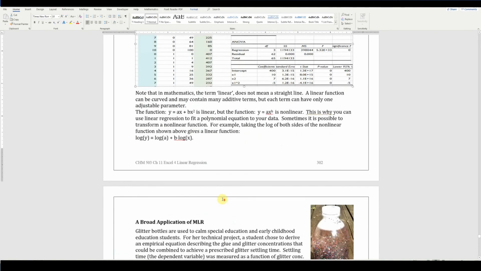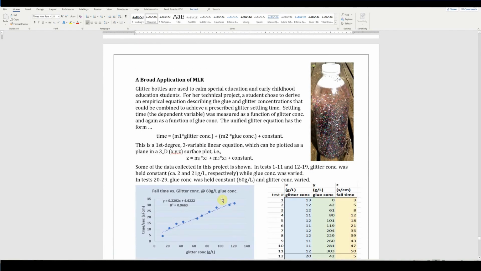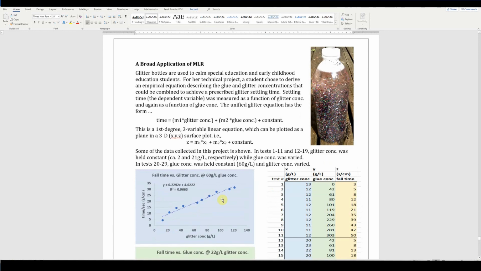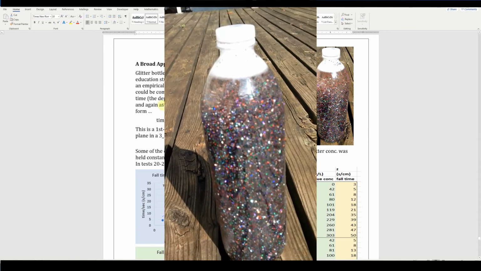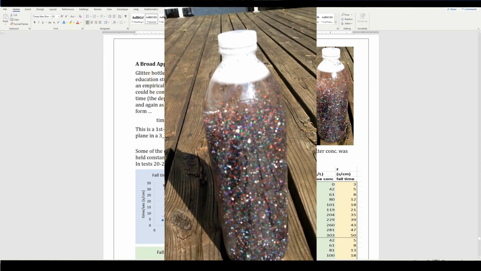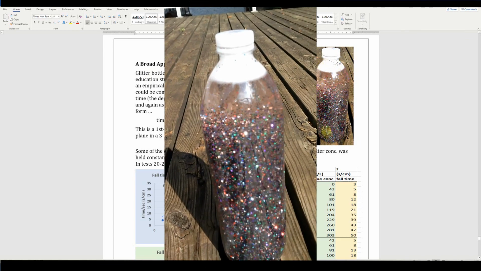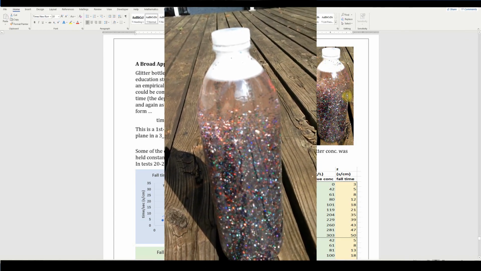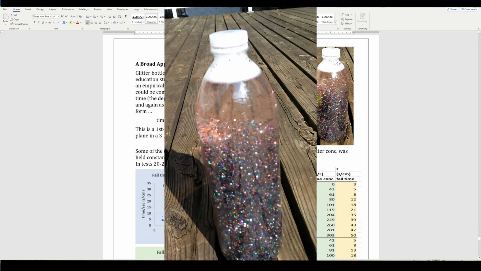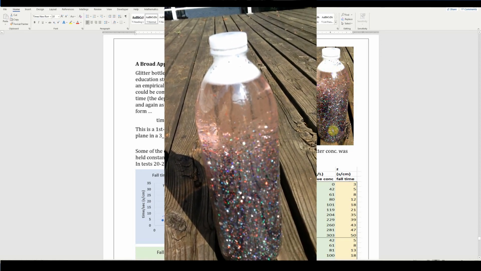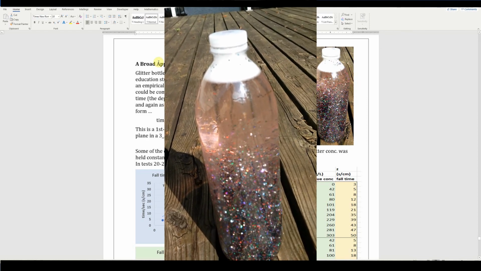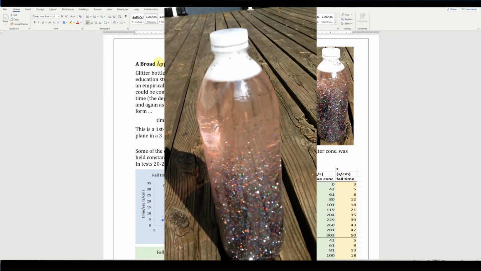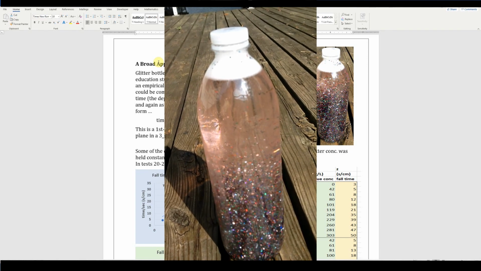There's one final example here that I would like to take you through because it's a really neat example that shows you the power and application of MLR. So, glitter bottles. A clear plastic bottle containing a solution of water and Elmer's glue and glitter. You swirl them and watch the glitter settle. It takes a period of time and sparkles, and it's quite mesmerizing.